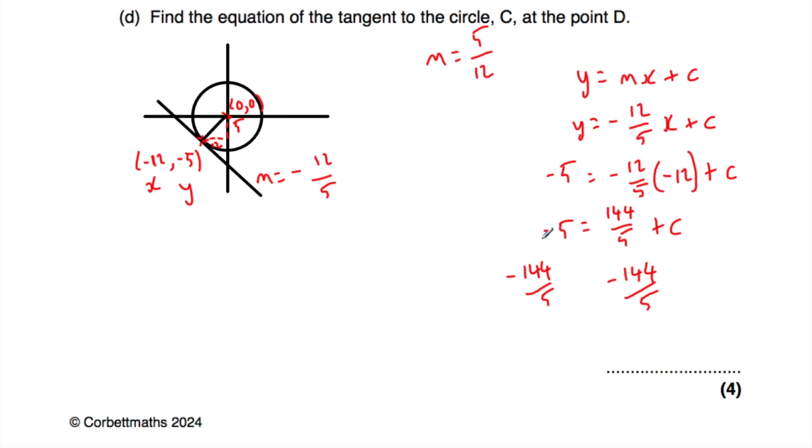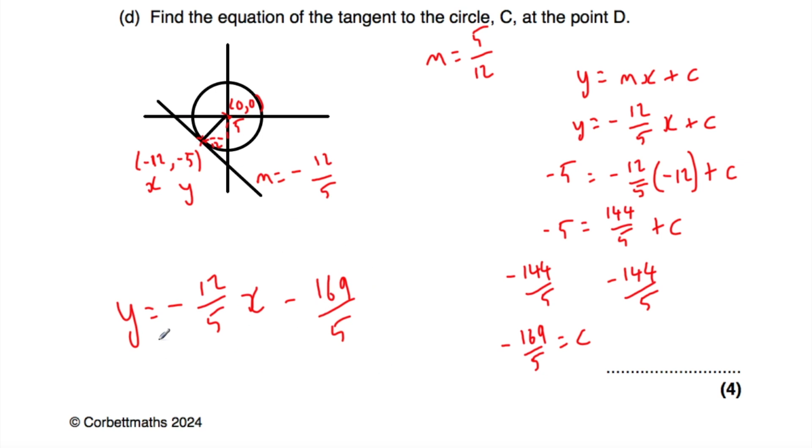So minus 5 minus 144/5 is equal to minus 169/5, and that's equal to c. So that's fantastic. That means the equation of the tangent would be y equals minus 12/5 x, and then it'd be plus c, but c is equal to minus 169/5, and that's it. So that would be the equation of the tangent at that point D, and that's it.